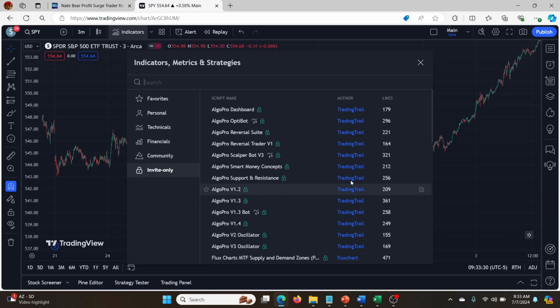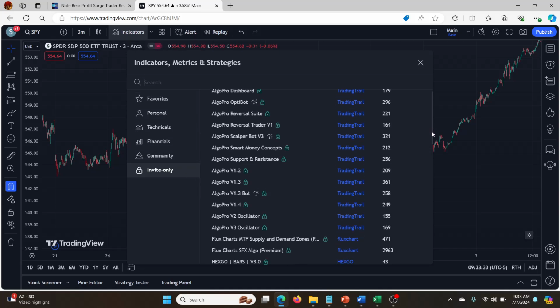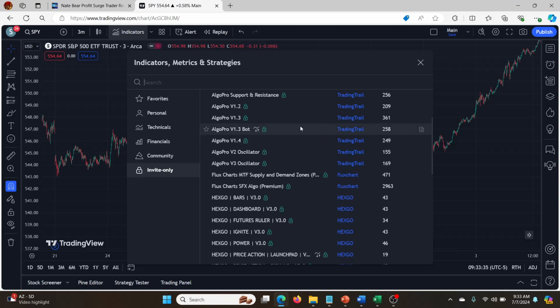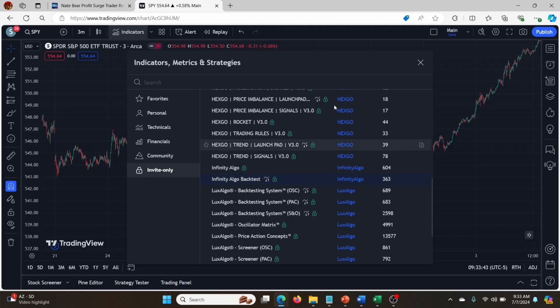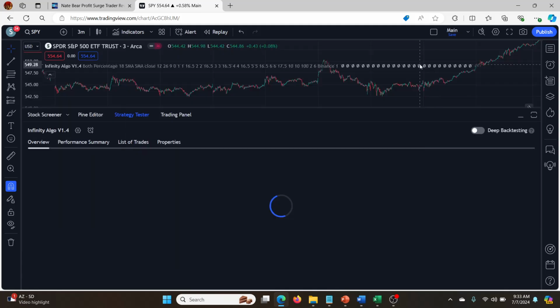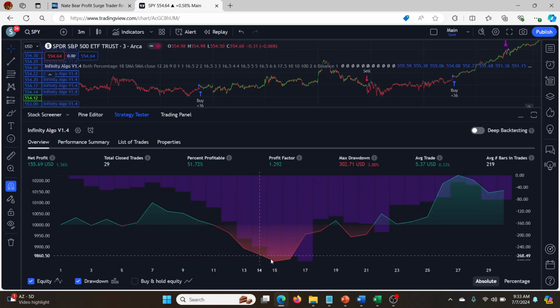So you saw what the backtesting was like for Algo Pro, and it's really unimpressive in terms of overall profitability. But if we go to Infinity Algo's dedicated backtesting program right here, pull that up, it gives you a proper chart, right? It gives you proper numbers over 29 trades here, and it gives you 51% profitability, which is fine. Profit factor 1.3.